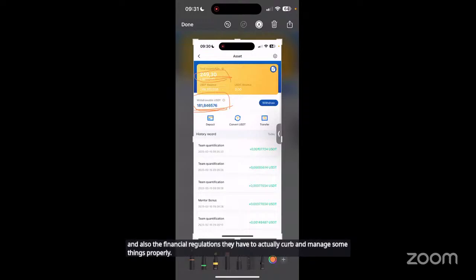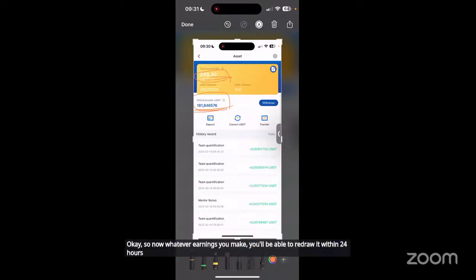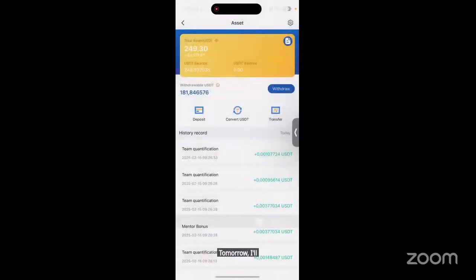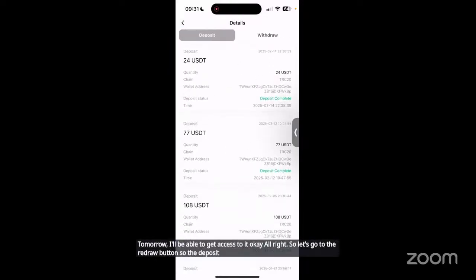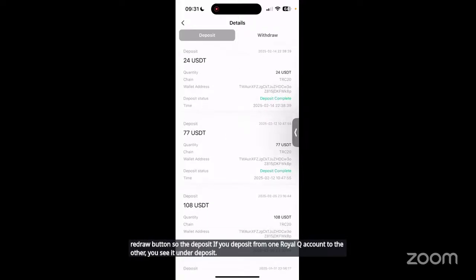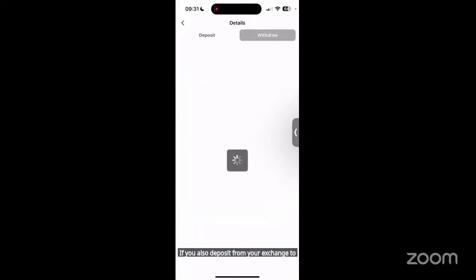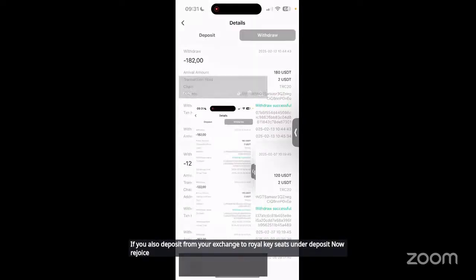Okay, so now whatever earnings you make, you'll be able to withdraw it within 24 hours. So let's assume today I made 200 USDT from my team. I won't be able to get access to all the 200 today. Tomorrow, I'll be able to get access to it. Okay? All right. So let's go to the withdrawal button. If you deposit from one Royalq account to the other, you see it under deposit. If you also deposit from your exchange to Royalq, you see it under deposit. Now withdraw is where my interest is.